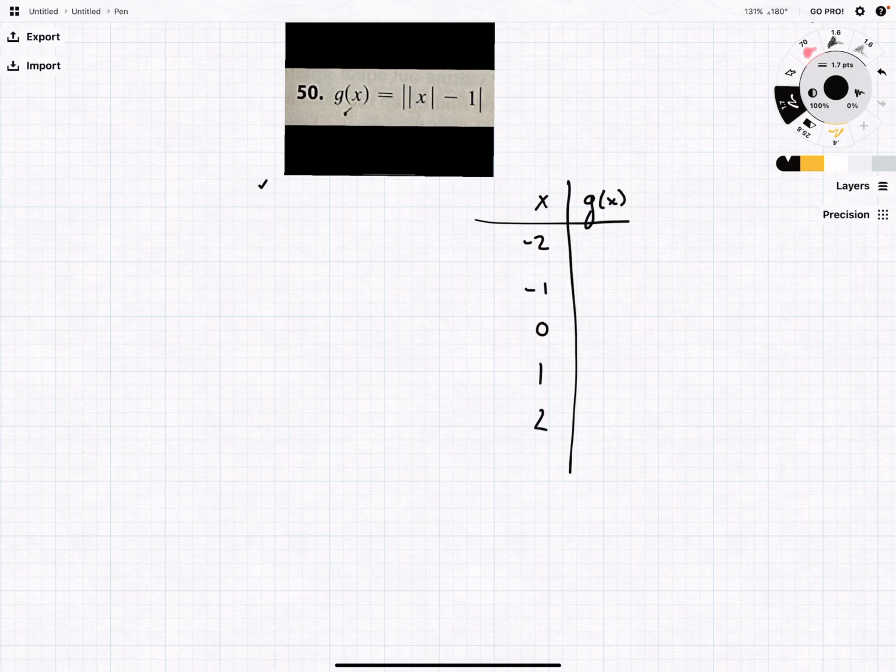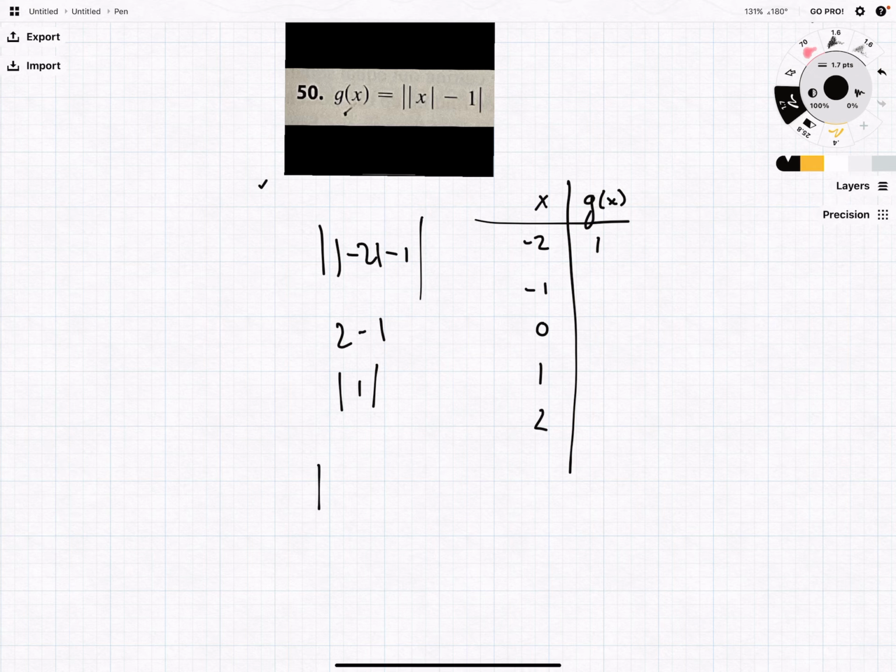So g of x, let's see, we have absolute value of |-2| minus 1, absolute value, right? So that ends up just being 2 minus 1, and that gives us 1, absolute value of 1, which then becomes 1, right? So a lot of absolute values will always have a positive answer because anytime we have absolute value, our answer will always be positive. So -2 ends up turning into 1.